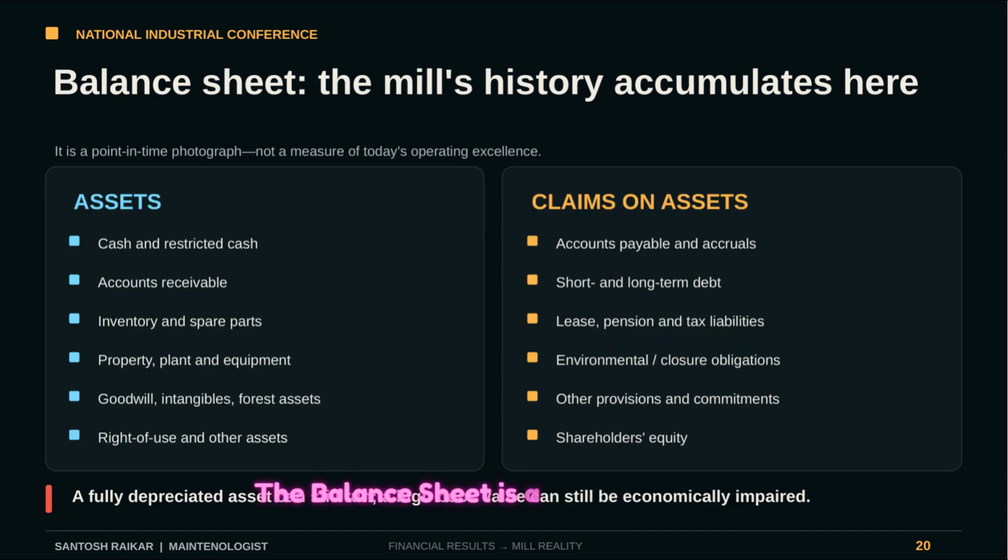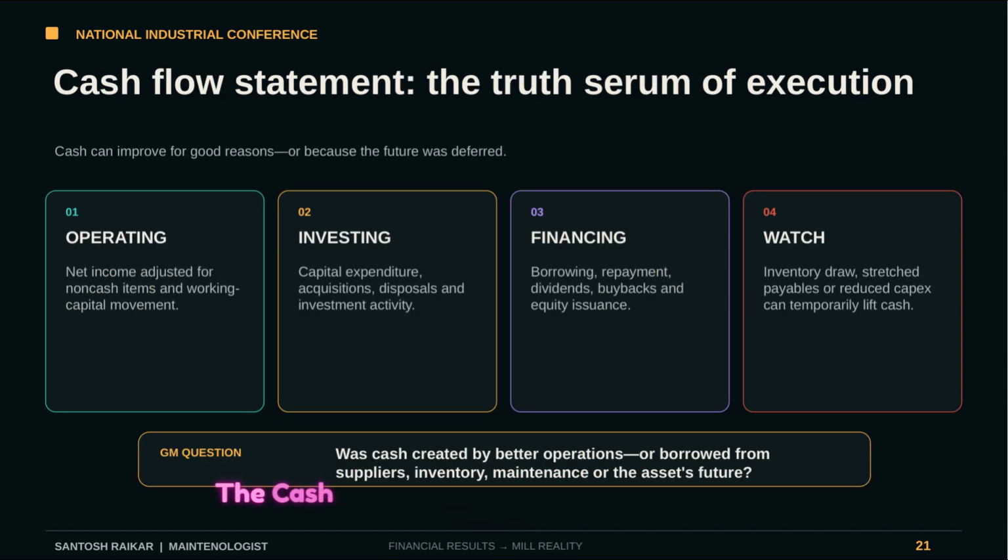The balance sheet is a snapshot in time. It shows what you own and what you owe. Keep in mind that a fully depreciated machine might still be your best performer, while a high book value doesn't guarantee economic viability. The cash flow statement is the truth serum.